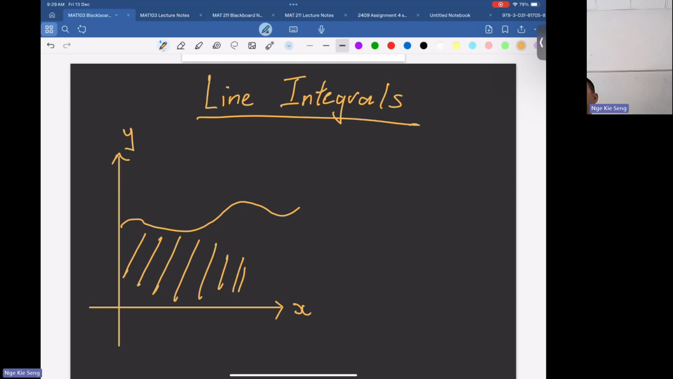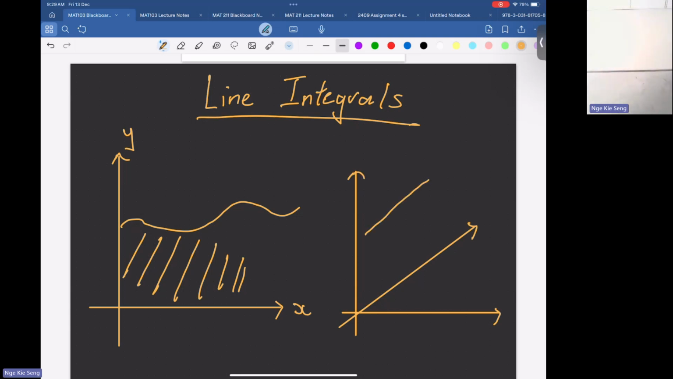But our line is different. Our line lives in R3. My line will move in R3, and maybe it's not straight anymore. It's not straight anymore, so maybe it goes curved like that. So in this case, how do we compute the area under this curve?